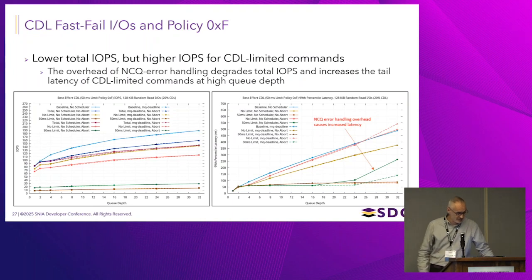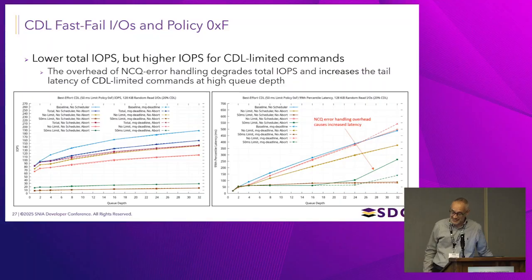So, policy F, NCQ error. The workload I specified is actually impossible for the drive. 100% of the time you're going to get aborts. So that's what I'm showing here. The interesting thing to look at is the 99th percentile latency, the plot on the right side. And you see at the beginning, it's actually maintaining up to queue depths of 16 or so.